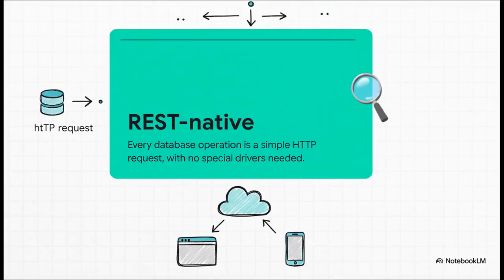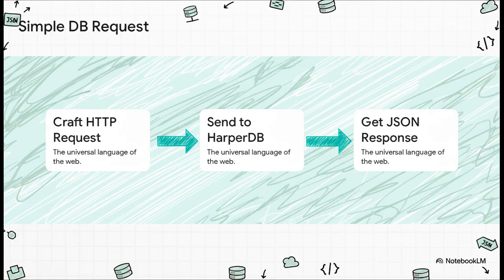Now, that term, REST native, that's a really big deal. It completely changes the game for how developers talk to the database. We're talking no more complex drivers, no more special connectors you have to install. Seriously, if you know how to make a basic web request, you can use HarperDB. It's that simple. And look at this, it shows you just how straightforward it is. You craft a web request, you send it, you get your data back in JSON. That's it. You're literally just using the universal language of the web to talk to your database. The barrier to entry just evaporates.